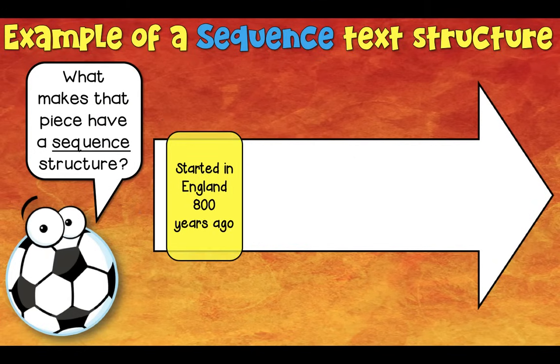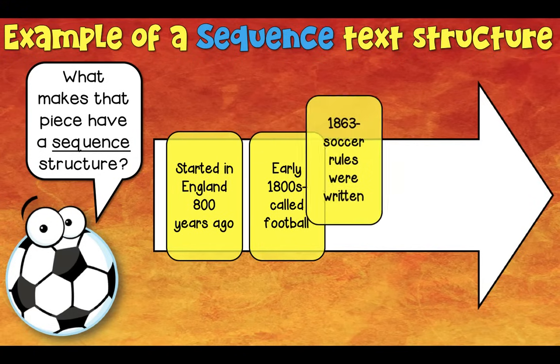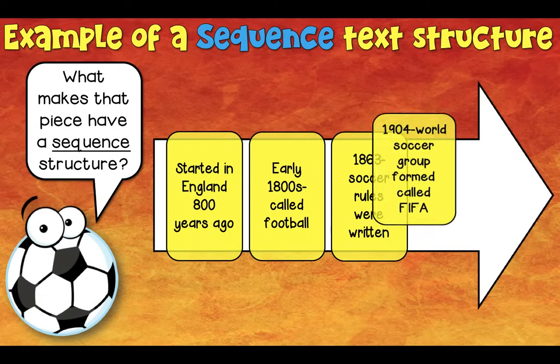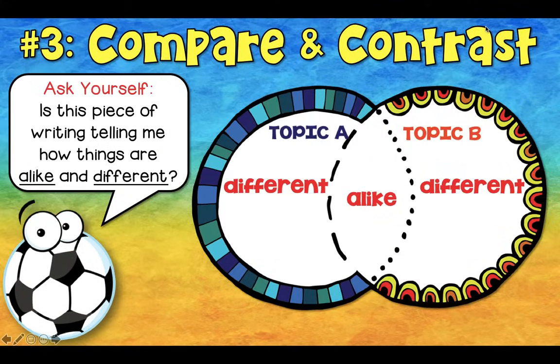Here we go. Started 800 years ago, early 1800s, 1863, and we can see those dates give us an indication that this is a sequence text structure. Okay, the third type of text structure is a compare and contrast.